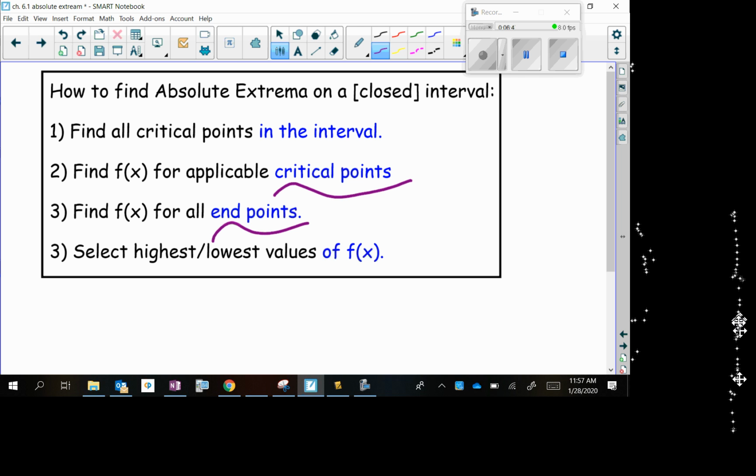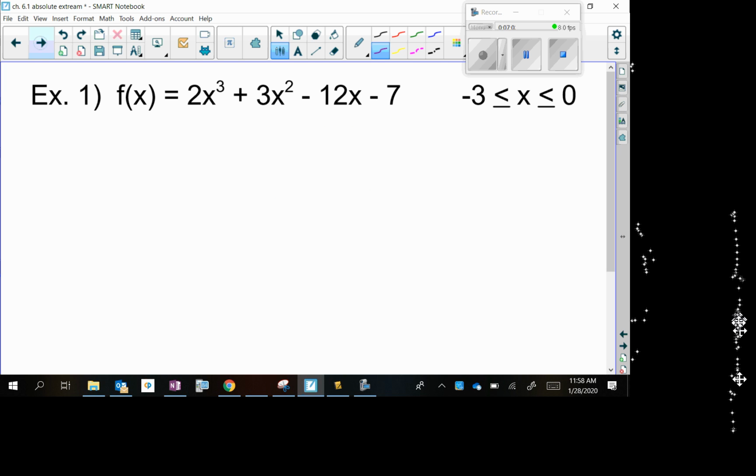Okay, so there's not so much intermediate work of plugging into derivatives. We're going to take the derivative to find the critical points, but we're just going to plug them into the function to find the absolute extrema. Okay, so let's try an example.